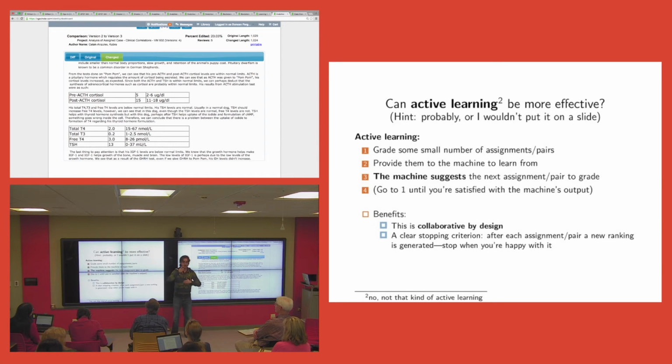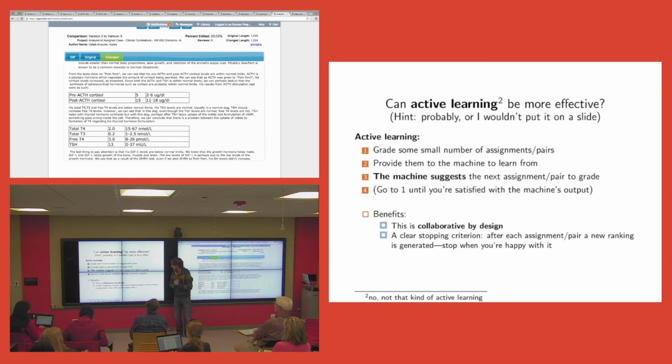So every step, the machine will say, please grade this one. And then it'll churn and say, please grade this one. Churn, please grade this one. And at every point, that churn process is producing a ranking, which you can click in and look at a couple different values, a couple different places, and see if you're satisfied with it. And if you're not, keep going until you've achieved some reasonable ranking. So this provides a much more natural stopping criterion for instructors.